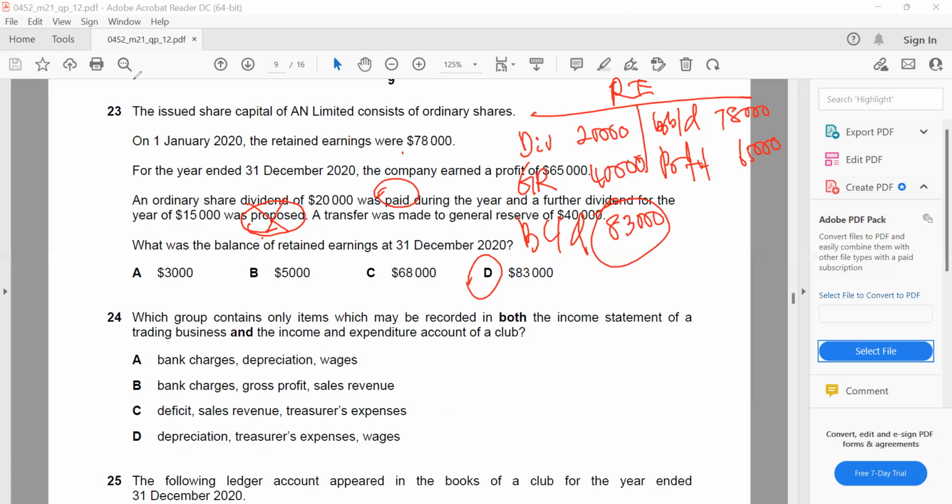Question 24. Which group contains one item which may be recorded in both the income statement of a trading business and the income and expenditure account of a club? So which item appears in both? Bank charges happen, depreciation also happens, wages also happen for both. Okay, here bank charge, not gross profit. Gross profit is only for a trading business. A club is a service business, so this one is not. Deficit is only for a club account, a trading account has no deficit. Treasurer expenses normally refer to the club account only. So depreciation, this one, so that means the answer should be A.